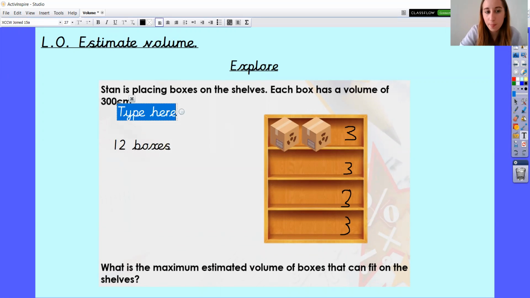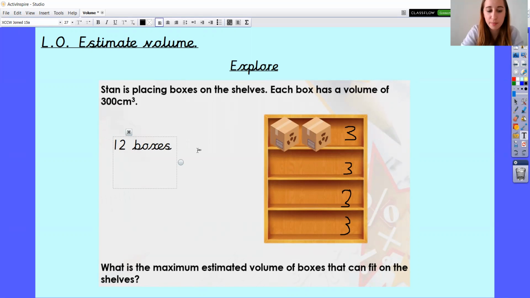Now, I know that 1 box has a volume of 300 centimetres cubed. I wonder if you can think, how might I work out the approximate volume of all of the boxes on the shelf if I know that one of them has a volume of 300 centimetres cubed and I can fit 12?